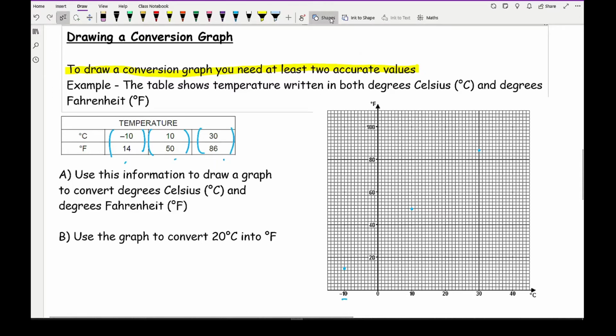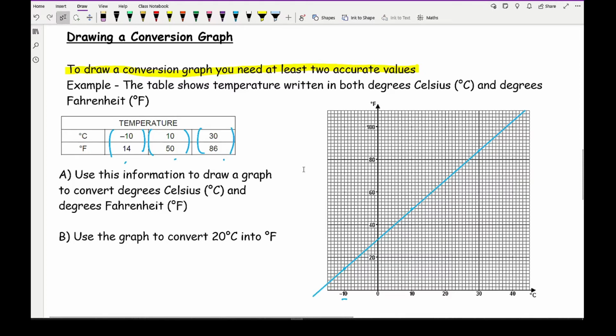So what I'm now going to do is use a ruler to plot a line through those 3 coordinates. And I'm also going to extend the line so it goes to the edge of my graph. So let me just extend that line there. This is always good practice. You always extend the line. Don't just go through the points that you've marked. It'll make it a little bit more awkward. So there I've done my part A.